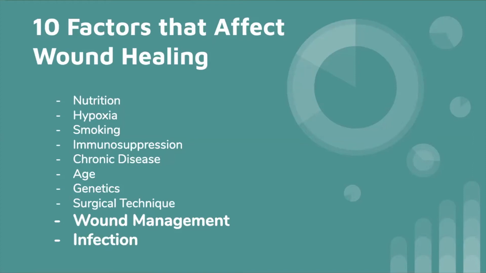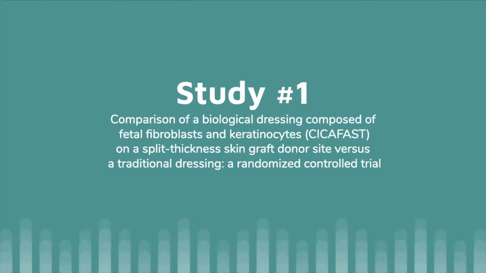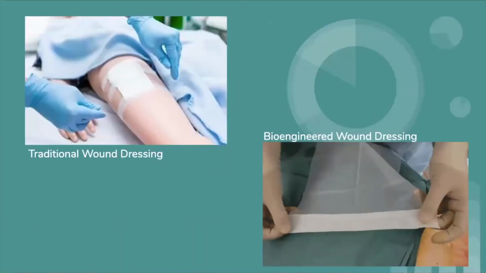These last 2, wound management and infection, are going to be the focus of the clinical trials that I looked into. So, study number 1: comparison of a biological dressing composed of fetal fibroblasts and keratinocytes. The researchers named this dressing Sikafast, on a split thickness skin graft donor site versus a traditional dressing, a randomized controlled trial. On the left, you can see the traditional wound dressing that we're all used to seeing, made of cotton and other synthetic fibers. And on the right, we have the bioengineered wound dressing.